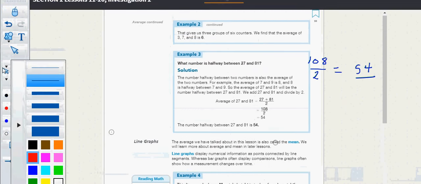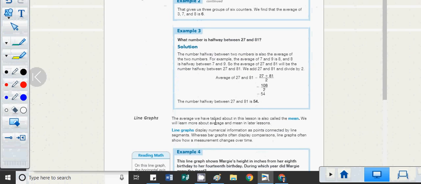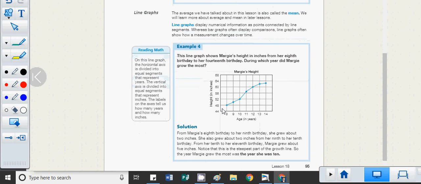Now, line graphs is our last thing today. They display numerical information as points connected by line segments. Maybe you've seen something like this before. Generally, you see a line graph like this, you can tell something is what? Shrinking? No, growing. And if the line goes down, it means something's decreasing. You kind of know that much.